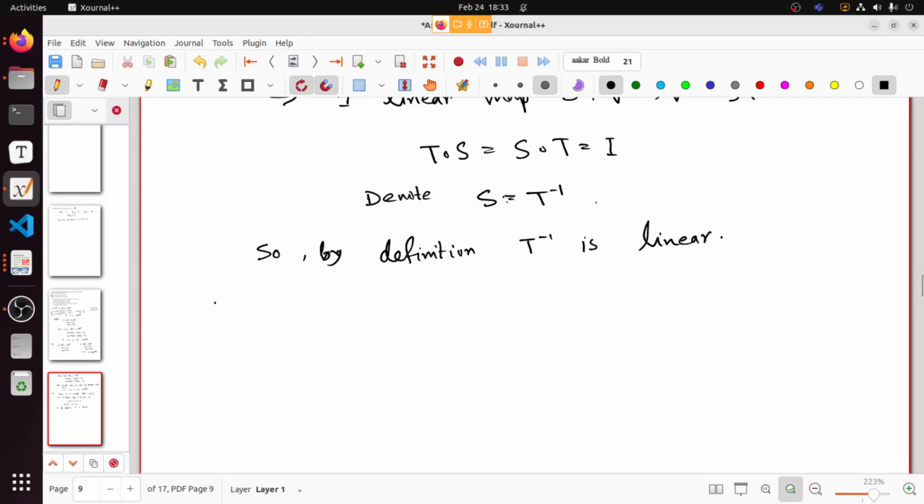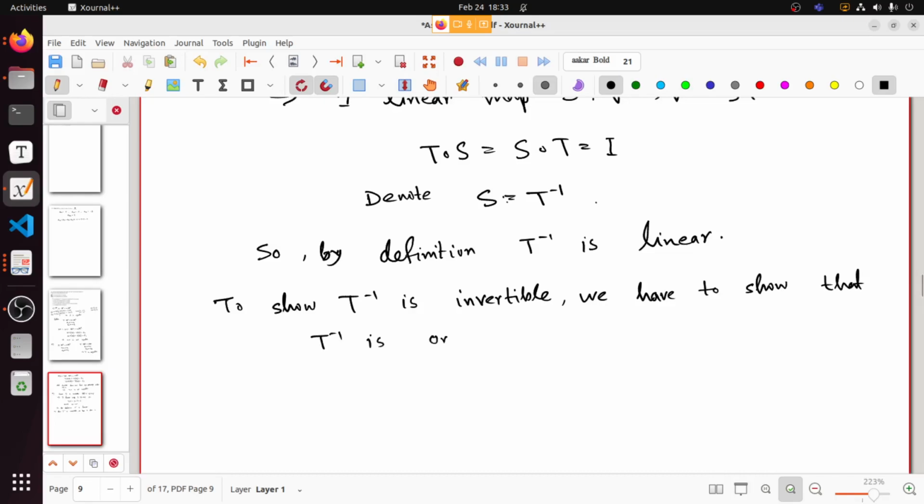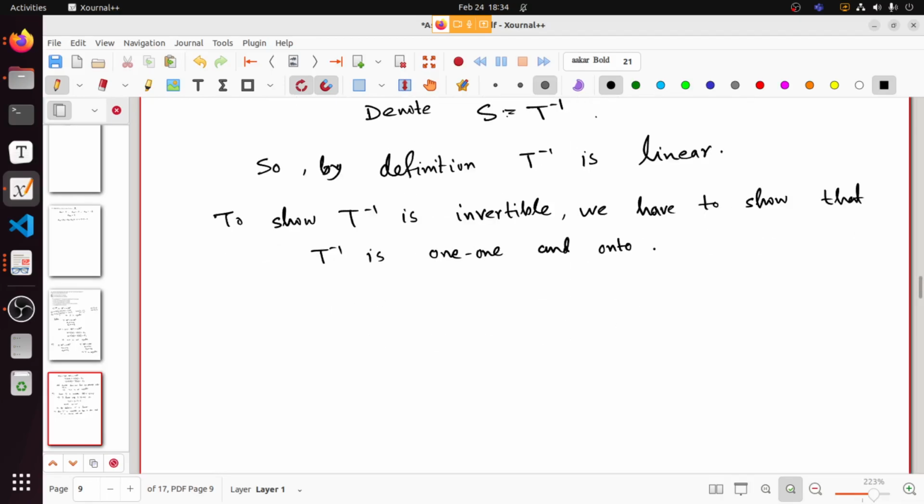Now we have to check that T inverse is invertible. We have to show that T inverse is 1-1 and onto. So let's check first that T inverse is 1-1.